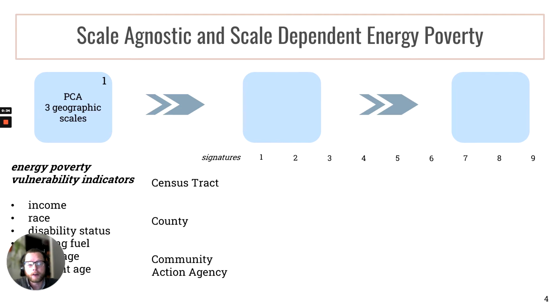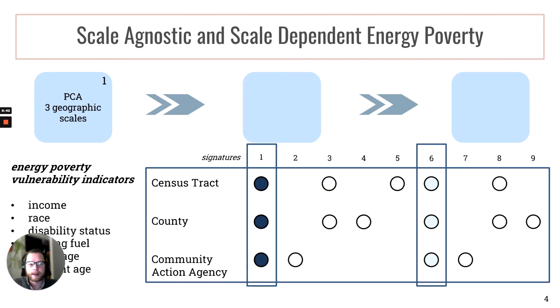The resulting components from the principal components analysis, I call energy poverty signatures, and there were about 9 from the 3 different scales I looked at. And interestingly, 2 of the 9 signatures were present at all 3 geographic scales, and these are the scale agnostic signatures, meaning no matter where we looked, we were able to detect them. The first one is socioeconomics, things like disability and poverty status conglomerated there. And then the last signature, 6, was older homes using non-electric heating fuel.